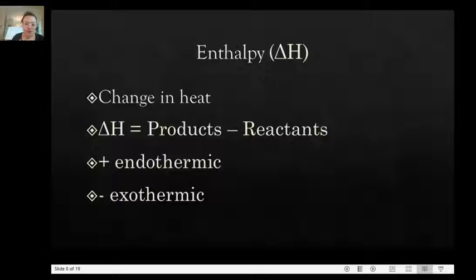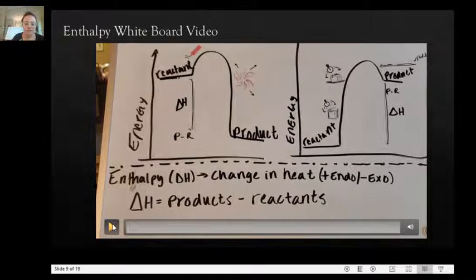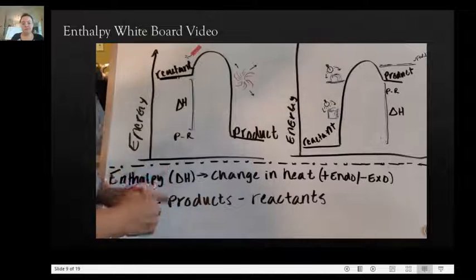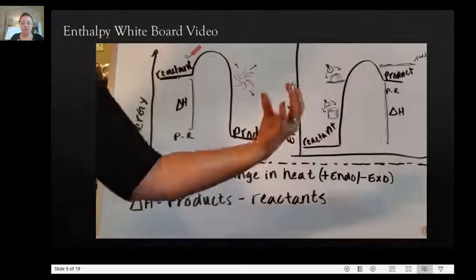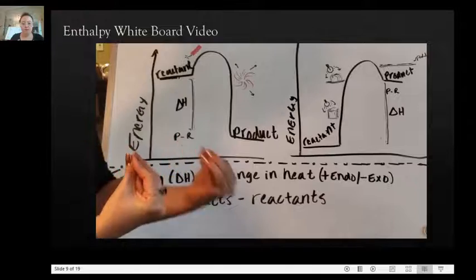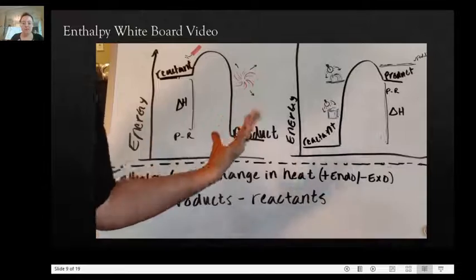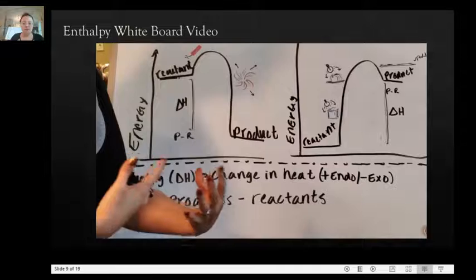For enthalpy, that's our change in heat. We find that as products minus reactants. It's going to be positive for endothermic, negative for exothermic. So another thing that we can get from this graph is the enthalpy. That's our change in heat. If our system is gaining energy, it's absorbing energy, that change is positive, endothermic. If our system is releasing energy, the system is losing energy, that's going to be a negative change in energy.